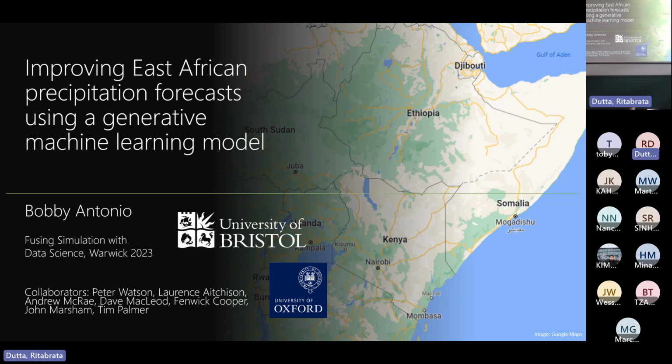So I'm going to talk about something quite similar, looking at post-processing rainfall forecasts, particularly in East Africa. This is work that I've been doing mainly with Peter Watson in Bristol and Lawrence Aitchison, but we've also been working with the group in Oxford, which is Andrew McRae, Fenwick Cooper, and Tim Palmer, and also working with Dave McLeod and John Marsham, who are experts in African meteorology.